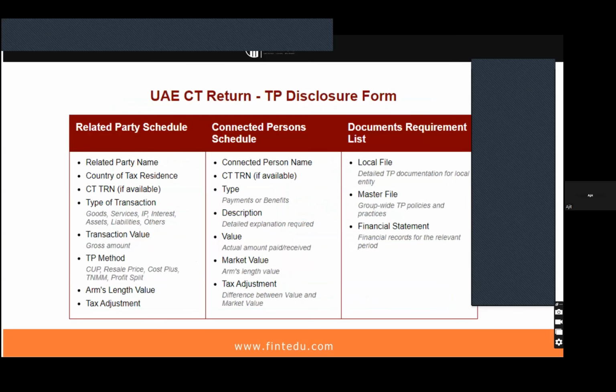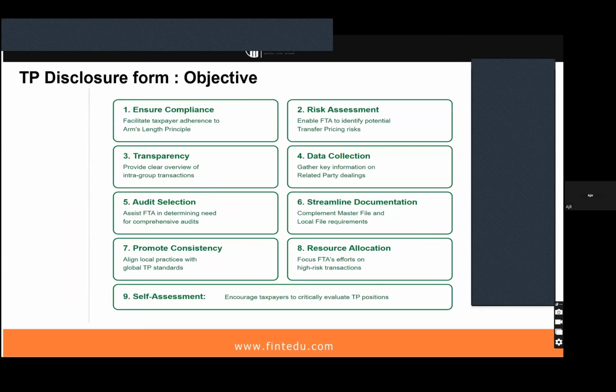Now, this is the broad picture. These are the three sections in the disclosure form, and we'll discuss each of these sections in detail in the subsequent slides: what kind of information we need to put and what are the issues and challenges. Now, if we talk about the TP disclosure form, the objective is to ensure compliance.